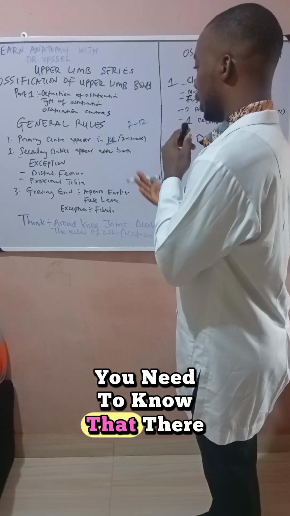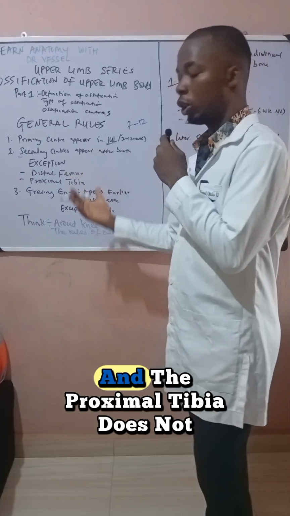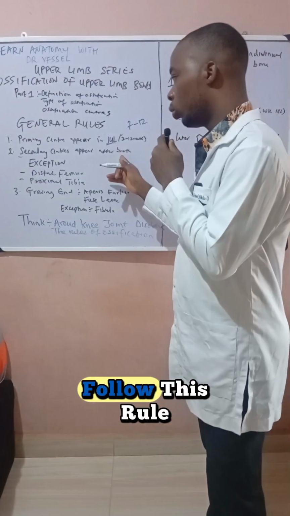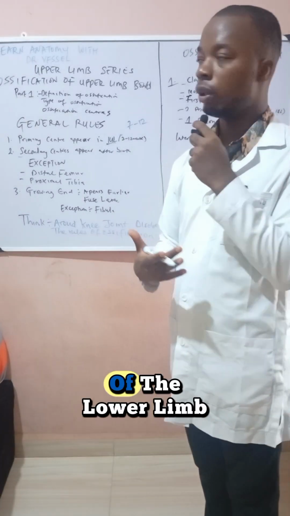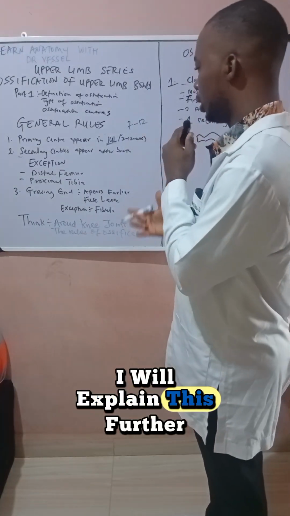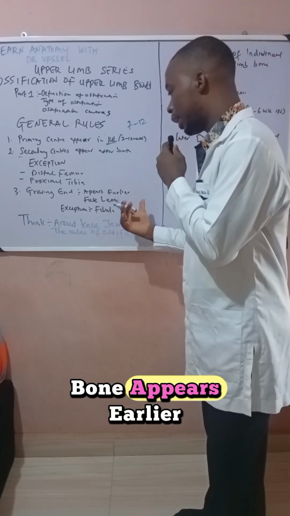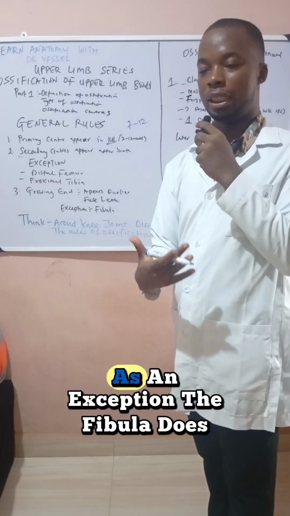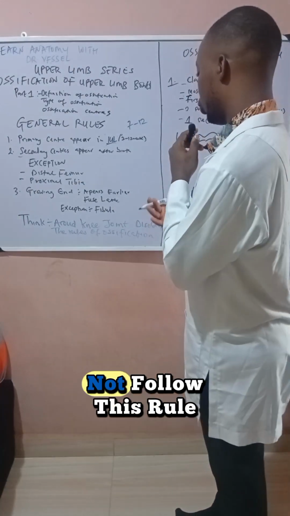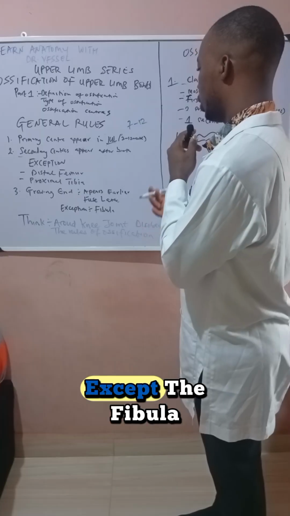You need to know that there are exceptions to this. The distal femur and the proximal tibia do not follow this rule. When I will be teaching ossification of the lower limb, I will explain this further. Now, the growing end of a bone appears earlier and fuses later, with the fibula as an exception. The fibula does not follow this rule. Other long bones follow this rule except the fibula.